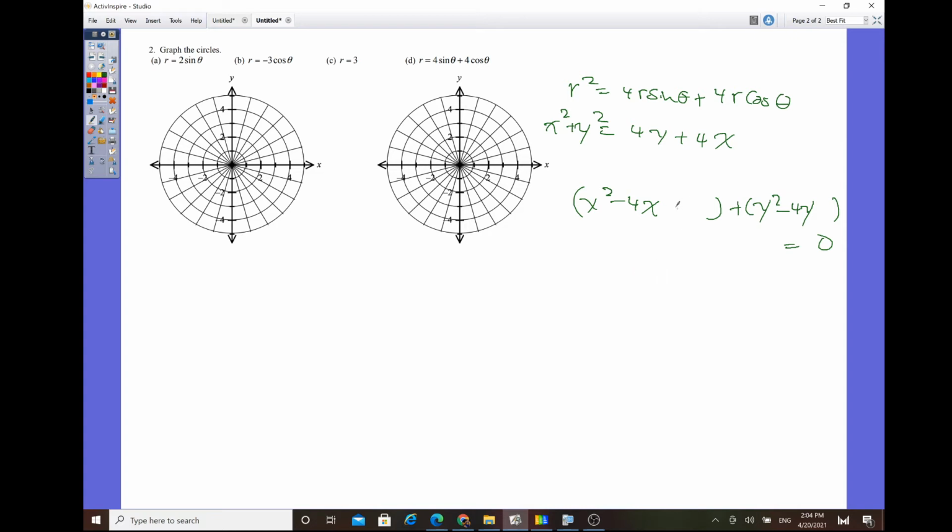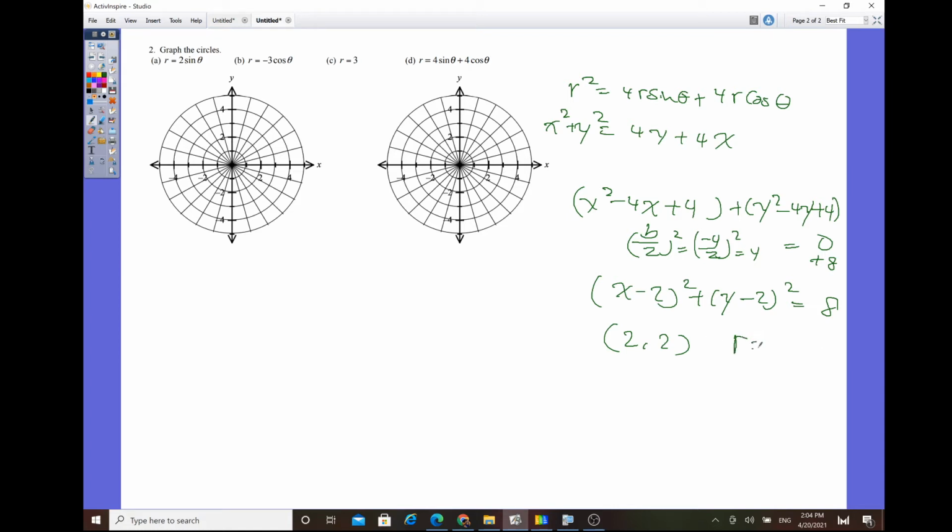Complete the square for this, so for 4, again b over 2 quantity squared, so negative 4 over 2 quantity squared. So x minus 2 quantity squared plus y minus 2 quantity squared. For 4 here, that means we need to add 8 on the right-hand side. So 8. And then the center is at 2, 2, and the radius would be 2 root 2.